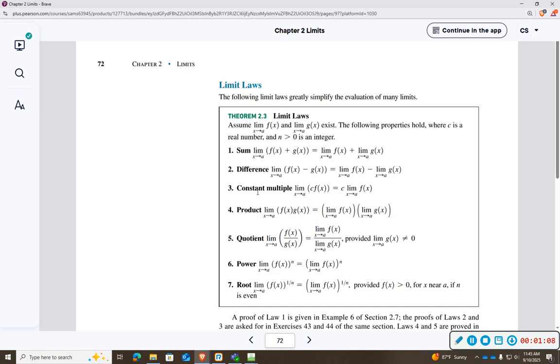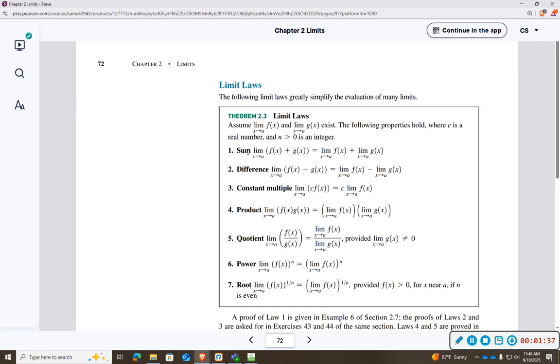So there are several rules and laws that we can use. It says assume that the limit of f of x as x gets close to a and the limit of g of x as x gets close to a exist. So you are evaluating the limit from left and right side, and both of them exist. Where c is a real number and n is greater than 0, an integer, we get these following laws.